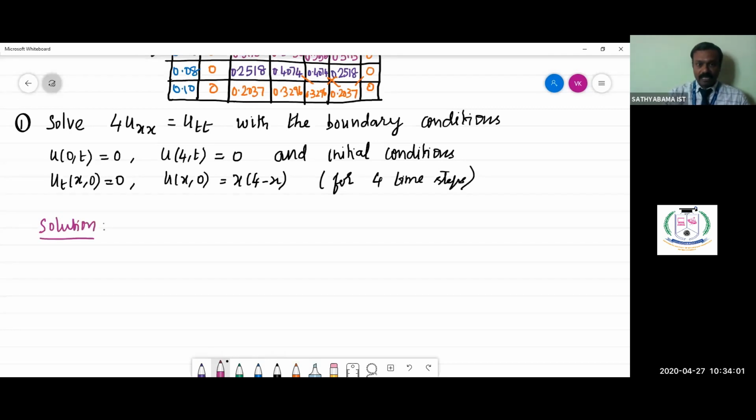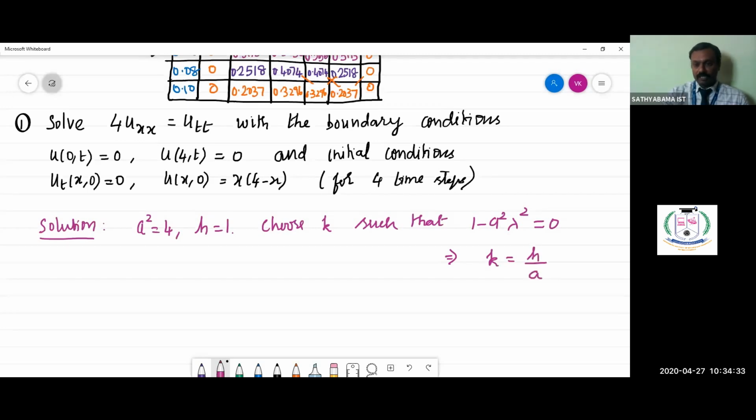we find a squared is equal to 4 and h is equal to 1. We choose k such that 1 minus a squared lambda squared is equal to 0. That implies k squared is equal to h squared by a squared, or k equal to h by a, that is equal to 1 by 2.